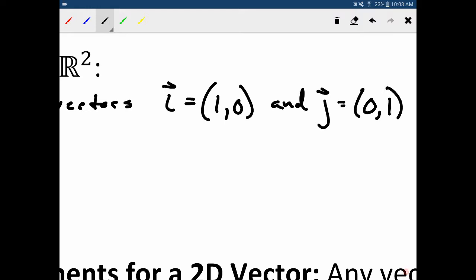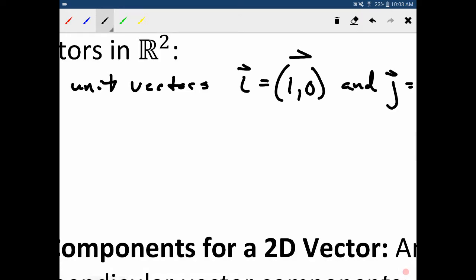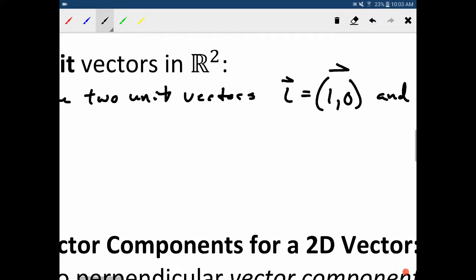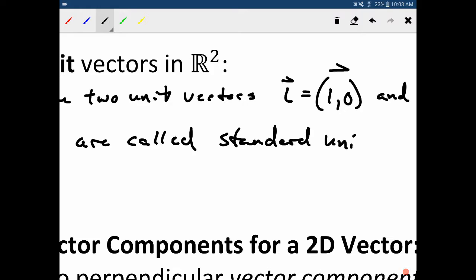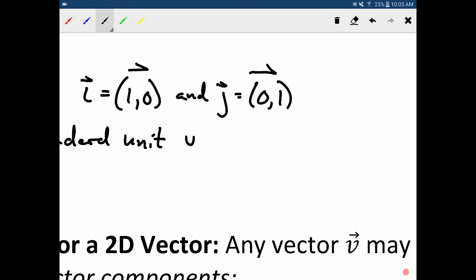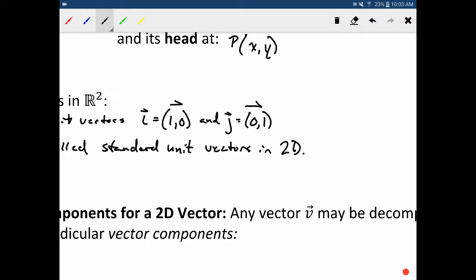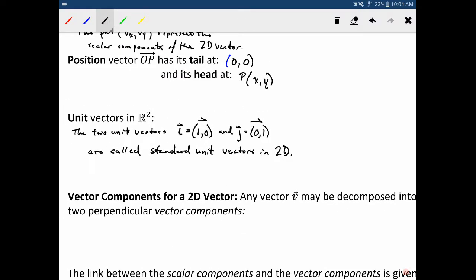These are called standard unit vectors in 2D. You'll notice that they have a magnitude of 1, which is why they're called unit vectors. Their magnitude is exactly 1 unit.